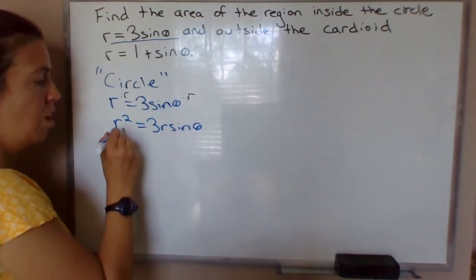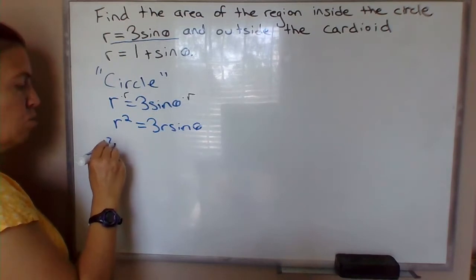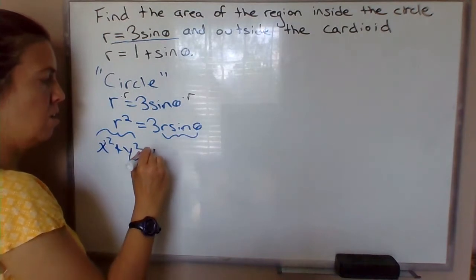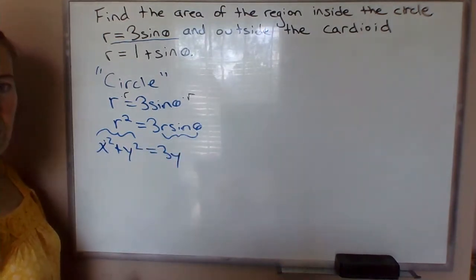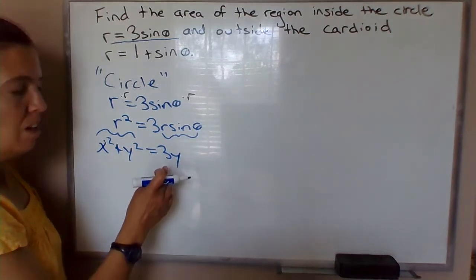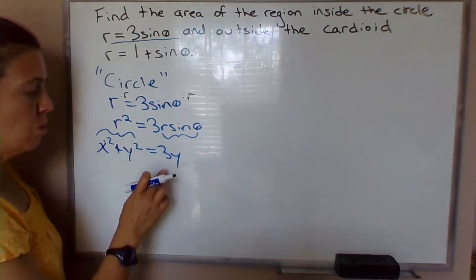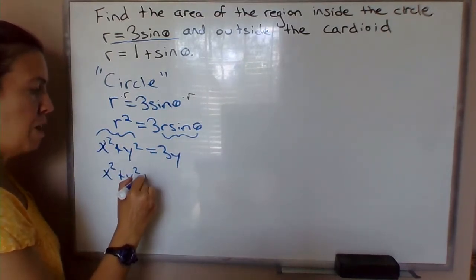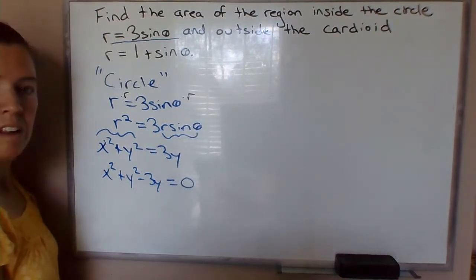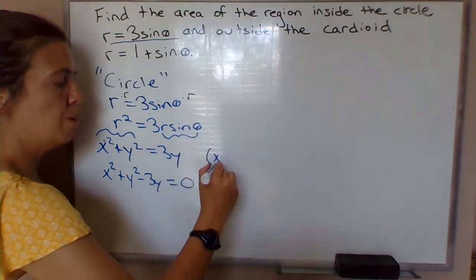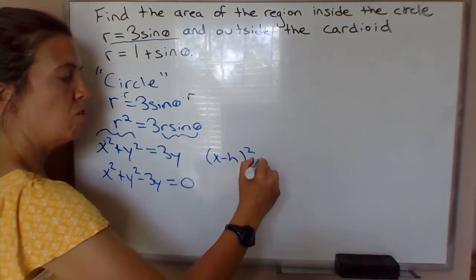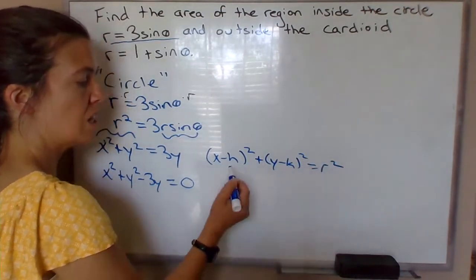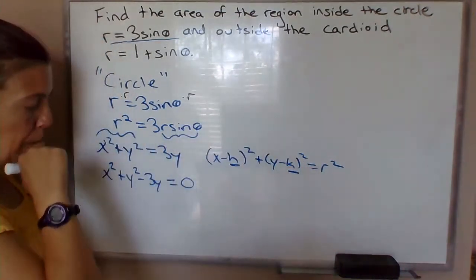R squared is equal to x squared plus y squared. And r sine theta right here is equal to y. So now we've got the equation written in rectangular coordinates. Now to put this equation of a circle in standard form, we should move the 3y over. So x squared plus y squared minus 3y equals 0. And then if you recall, the standard form for the equation of a circle is x minus h squared plus y minus k squared equals r squared, where the center is (h, k) and the radius is r.